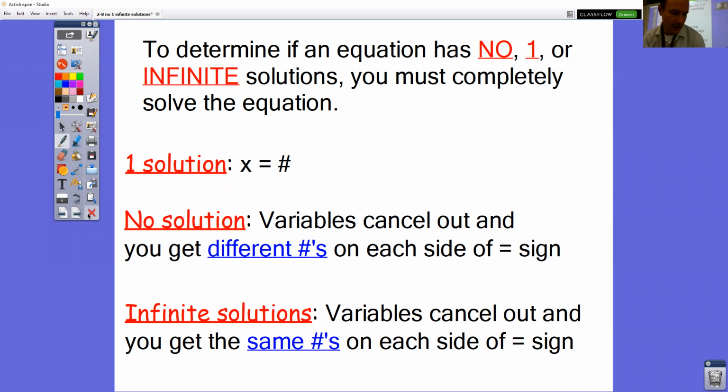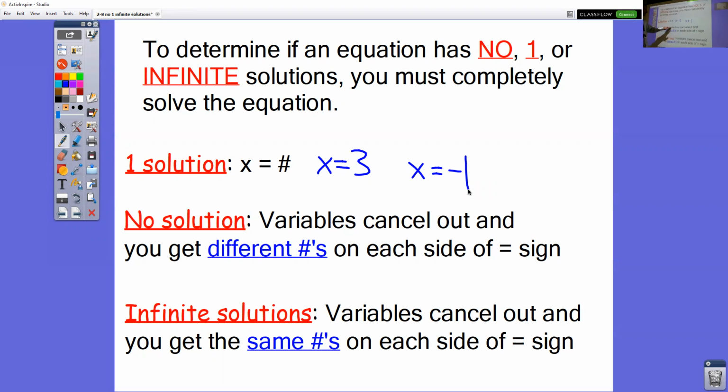One solution, like I said, is every type of problem that you've had to this point. You've gotten answers like x equals 3. 3 was the only answer to the problem. Or you got like x equals -1. -1 was the only answer to the problem. Well, today, you're going to have some that are no solution or infinite solutions as well.